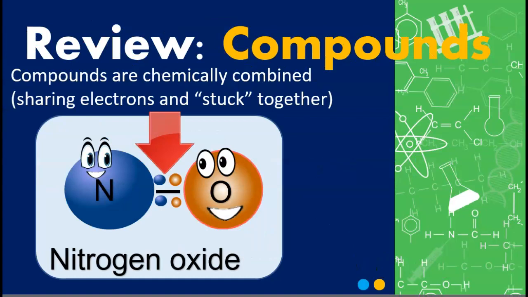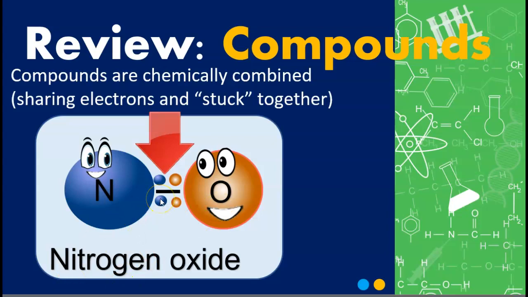And just as a vocabulary review, compounds are a special type of molecule that has different atoms in it. Not the same atoms, but different atoms in it. If they had the same type of atoms, that would just be an element, or called a molecule, but since they have, in this example, nitrogen and oxygen, they are called compounds.